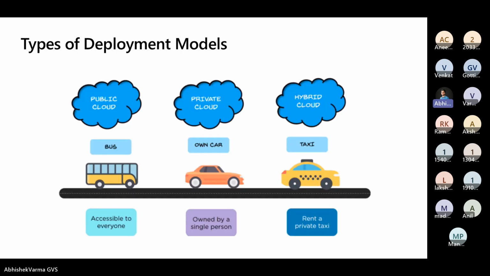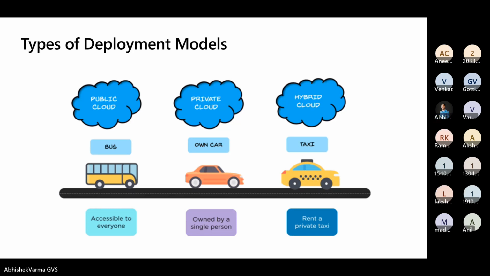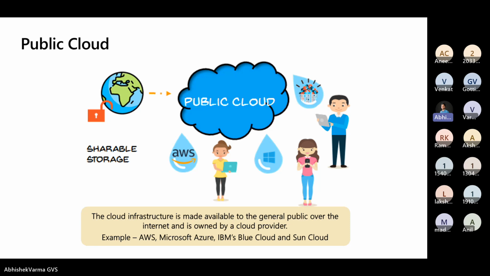Types of deployment models: public cloud, access to everyone; private cloud, access or owned by a single person; hybrid cloud, like a private taxi. Shareable storage: in public cloud, you can share the data around the world, whereas in hybrid cloud, due to some internet issues, the application may not reach the person at a remote location. The cloud infrastructure is made available to the general public over the internet and is owned by a cloud provider. Example: AWS, Microsoft Azure, IBM Blue Cloud, and Sun Cloud.